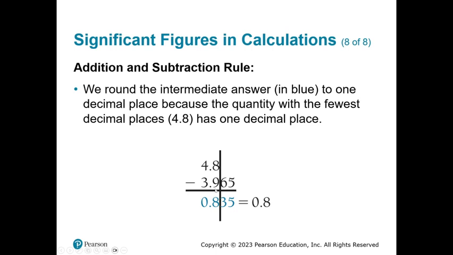Again here, 3.965, we have 4 significant figures. We have confidence up to the thousandths place. But 4.8 is 2 sig figs, and we only have confidence up to the tenths place. Since we only have confidence up to the tenths place, we have to use the number that we're least confident in. So we cut off right here after the tenths place. 3 is less than 5, so we round down to 0.8.